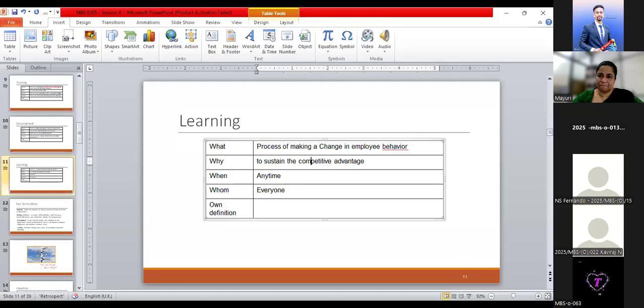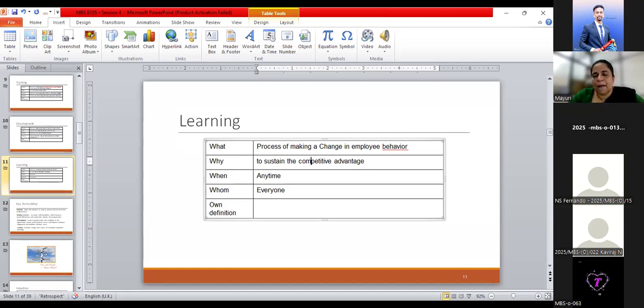Competitive, right? So that's why the learning is provided. That's why employees have been made learning oriented, not out of love for you, basically. It is their survival strategy, right?